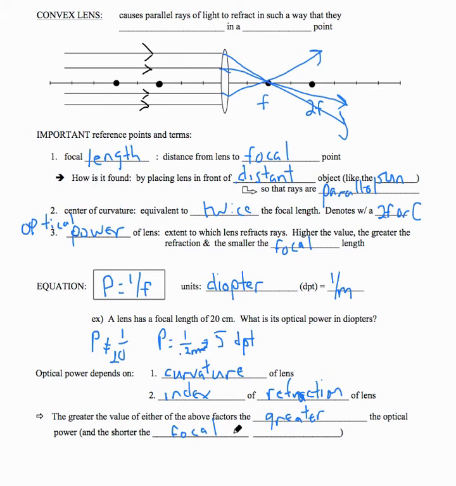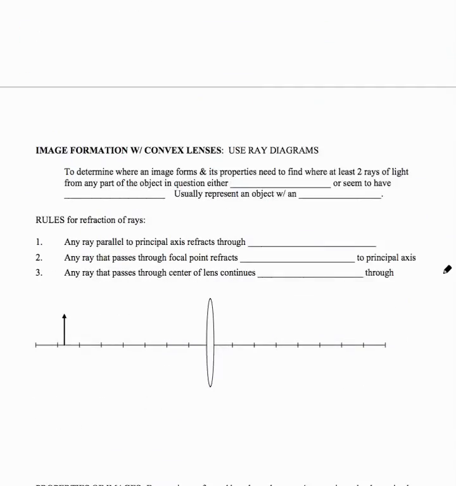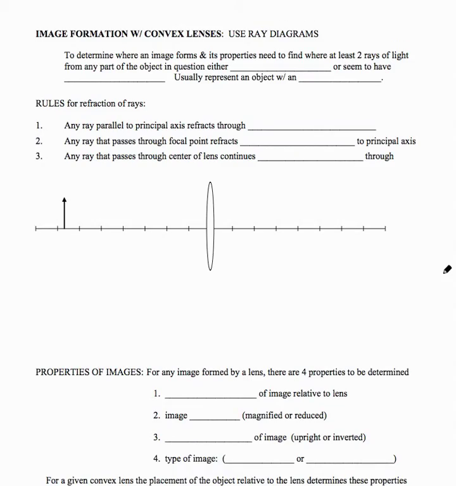Okay, so let's turn our attention to how to draw ray diagrams so that we can form images with these. These are just very similar to what we saw for mirrors. Just to review, to determine where an image forms and its properties, we need to find at least two rays of light from any part of the object in question, and where they either focus, or converge, or seem to have originated. And again, we usually represent the object with an arrow. We've done that before, nothing new here.